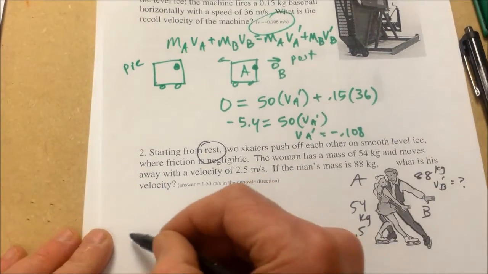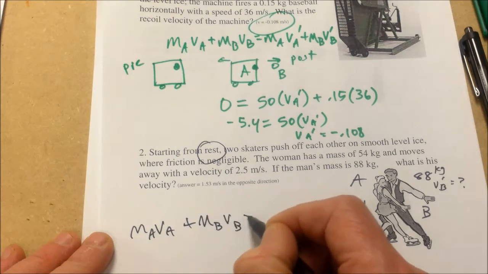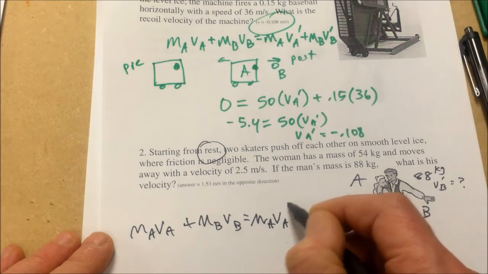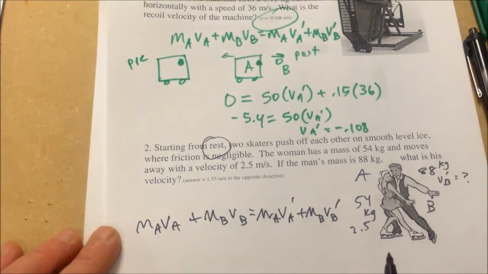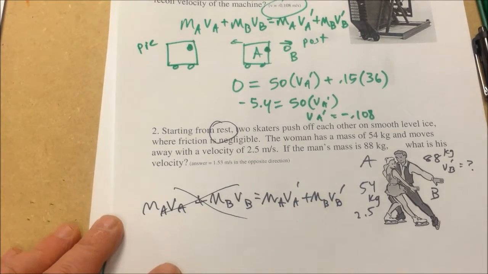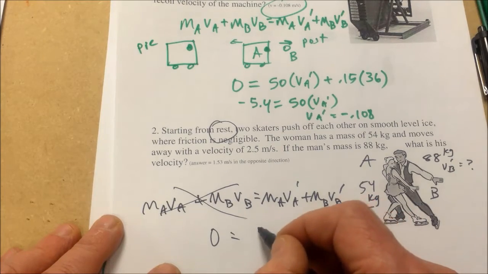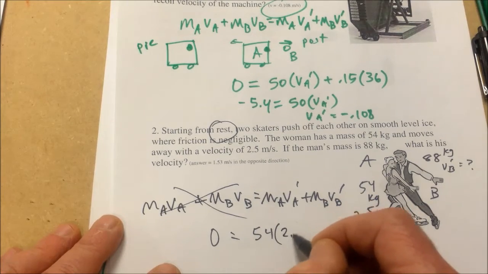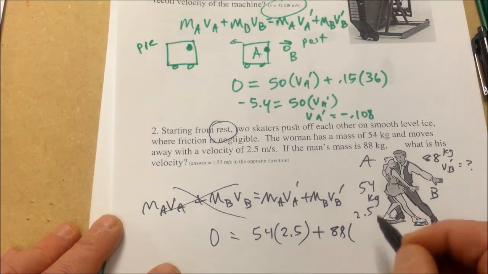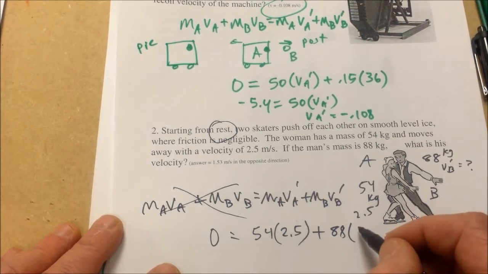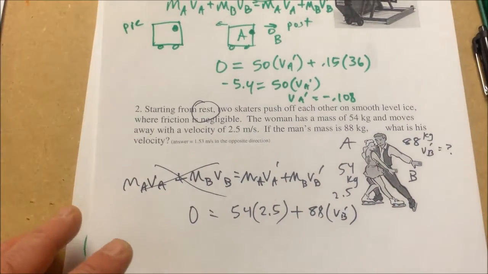So I can say then MAVA plus MBVB equals MAVA prime plus MBVB prime. Okay, we can say all this is 0, right? Okay, the woman pushes off: her mass times her velocity plus the mass of the man times his velocity, which we're unsure of. Hey, now does it make sense if both skaters were the same mass?